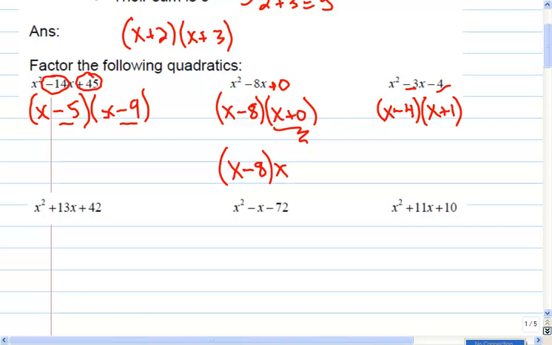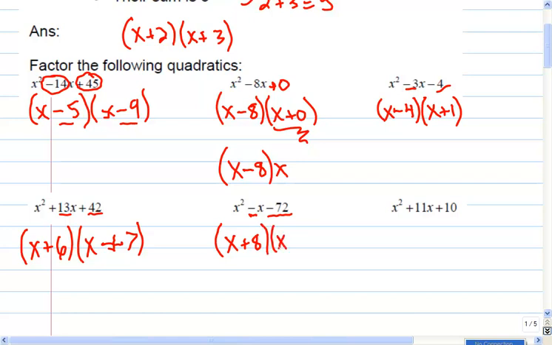So Alice, did you want to try the next one? 6 and 7. Yeah. So x plus 6 and x plus 7. And negative 72, negative 1. Big number there, negative 72. Yeah, Robbie. Positive 8 and negative 9. Good. So positive 8 and negative 9. That way 8 times negative 9 gives me negative 72, and 8 minus 9 gives me negative 1. Okay, and then I'll do the last one for you. Okay, so those are our factored forms.